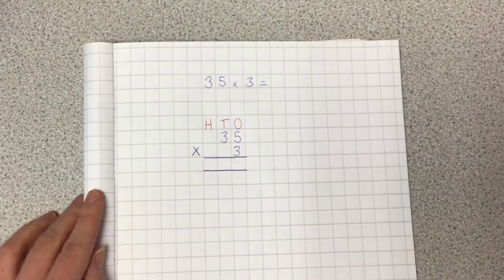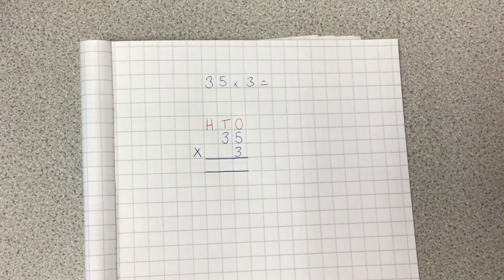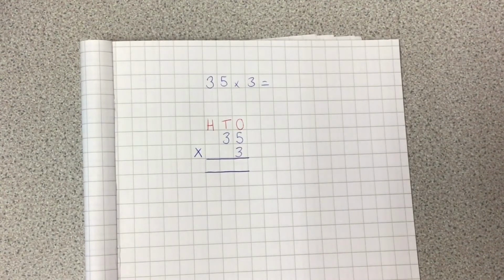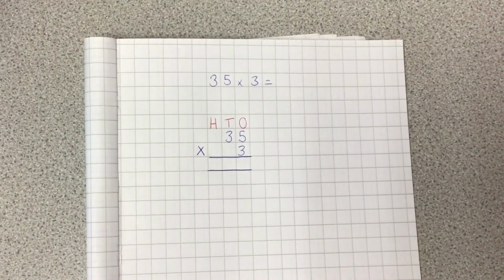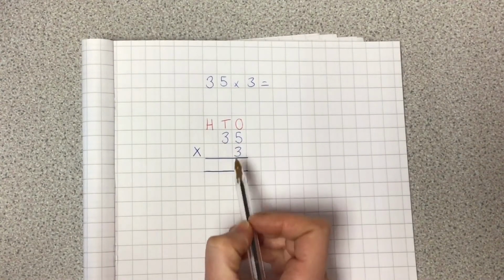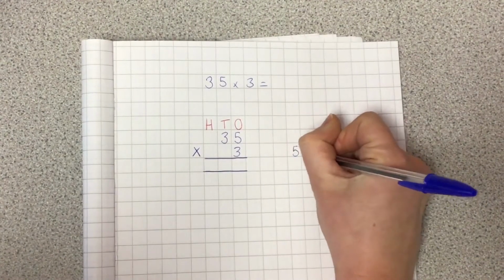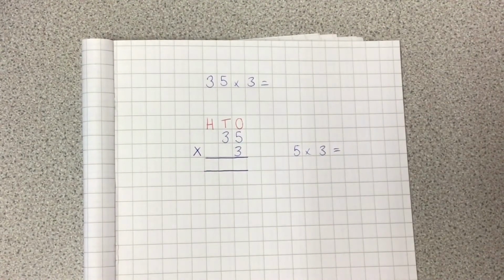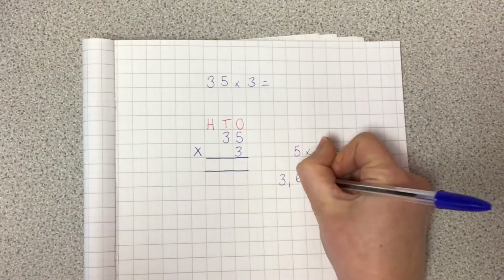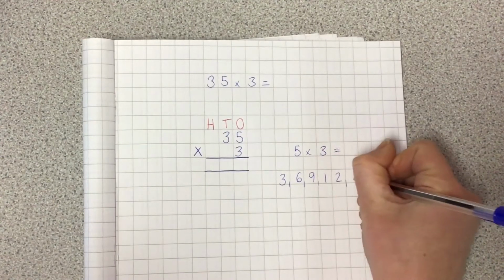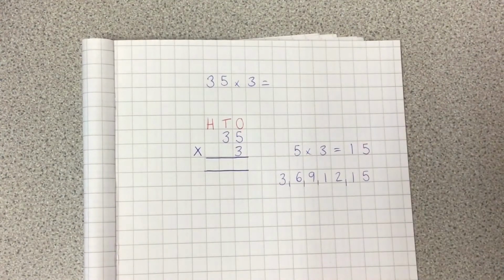Notice how similar this is looking to column addition and subtraction, and similar to those methods, we must make sure that we start at the ones column. So because this is a multiplication, I'm going to begin at the ones column by multiplying 5 by 3. 5 times 3 equals, so let's count up in the 3 times tables 5 times together. 3, 6, 9, 12, 15. So 5 times 3 equals 15.